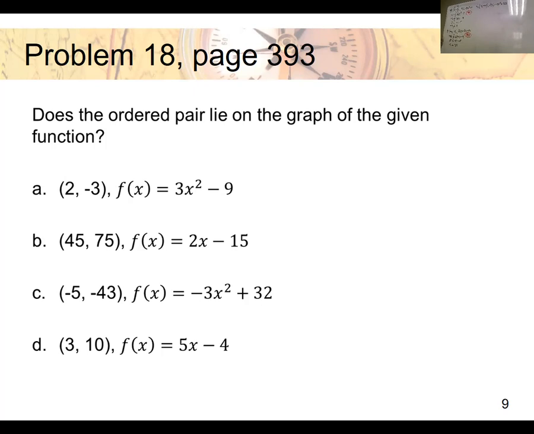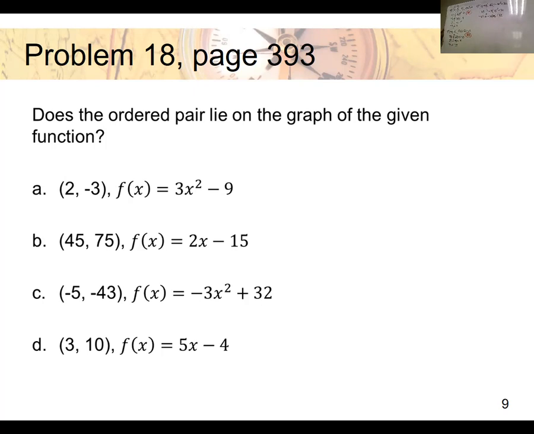Okay. So in this case, we just substitute x with -5 and f of x with -43. So -43 should be equal to -3 times x, which is -5, so it'll be -5 squared plus 32. Now we square first. -5 squared is -5 times -5. I'm going to bring this down. Add -3 times -5 squared, which would be 25, plus 32.